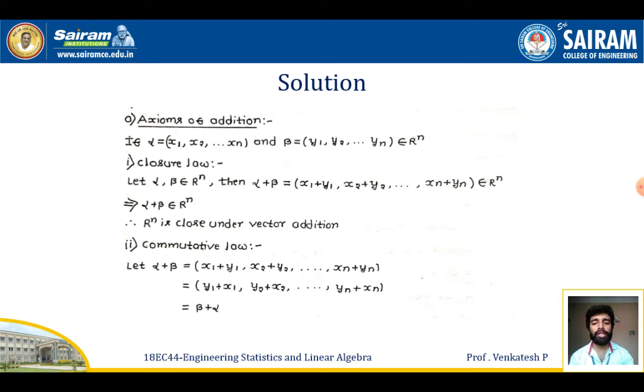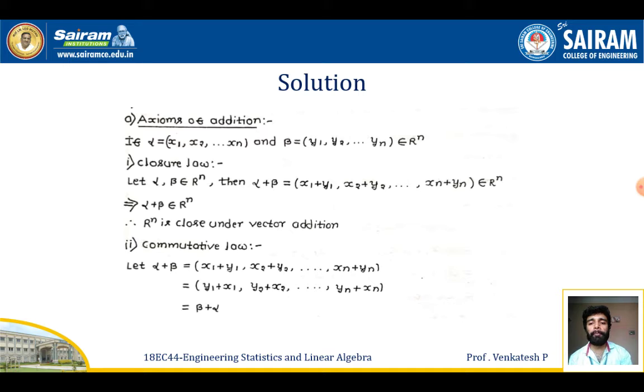The first one is the closure law. If α, β belong to R^n, then the sum must be in R^n. That is, I am going to combine α and β. α + β will be equal to (x1 + y1, x2 + y2, ..., xn + yn). Obviously the sums of these real numbers will also be in the n-tuple set R^n. So I can say that α + β belongs to R^n. Therefore R^n is closed under vector addition.